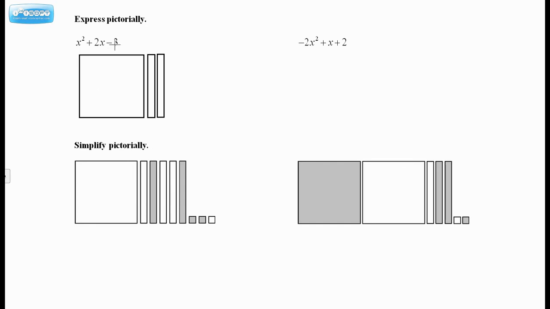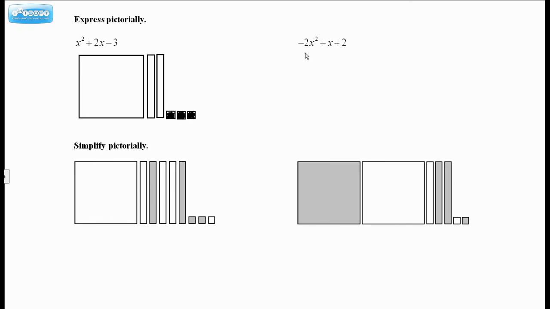Okay, and then minus 3, so I have to draw 3 of those little squares like that. Okay, but they're negative, so those should actually be colored in. So I'll just shade them in kind of dark here. Okay, and there we are.